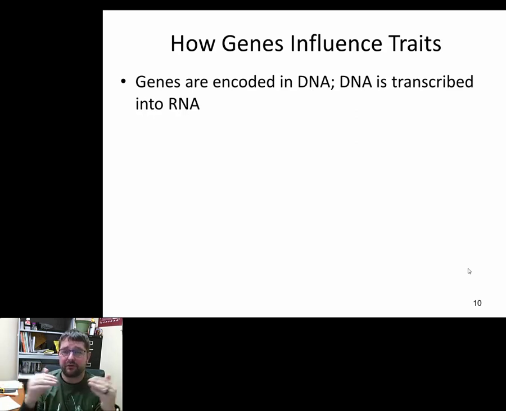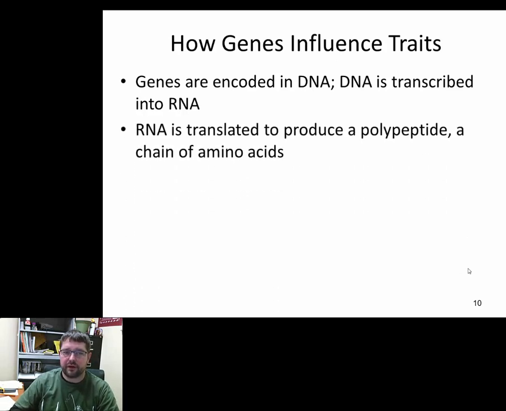And then an amino acid sequence can be built off of the RNA strand. So DNA is transcribed, RNA is translated. That's how genes influence traits. So again, the RNA is translated into polypeptide chains, amino acids. And remember, the simplest form of a protein is really just amino acids linked together. How they are linked together determines how that protein is going to fold.